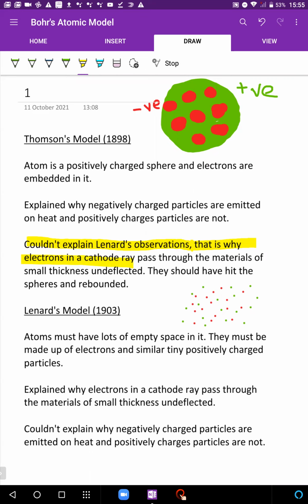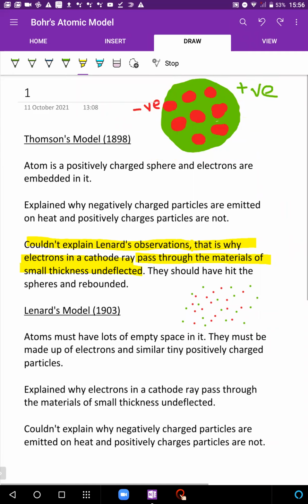Electrons in a cathode ray, interestingly, pass through materials of small thickness undeflected. When electrons were bombarded on a thin foil, they were found to pass through mainly undeflected. This made him realize that a large part of the atom should actually be empty space. If they had hit massive spheres like Thompson was talking about, then these electrons should have rebounded.